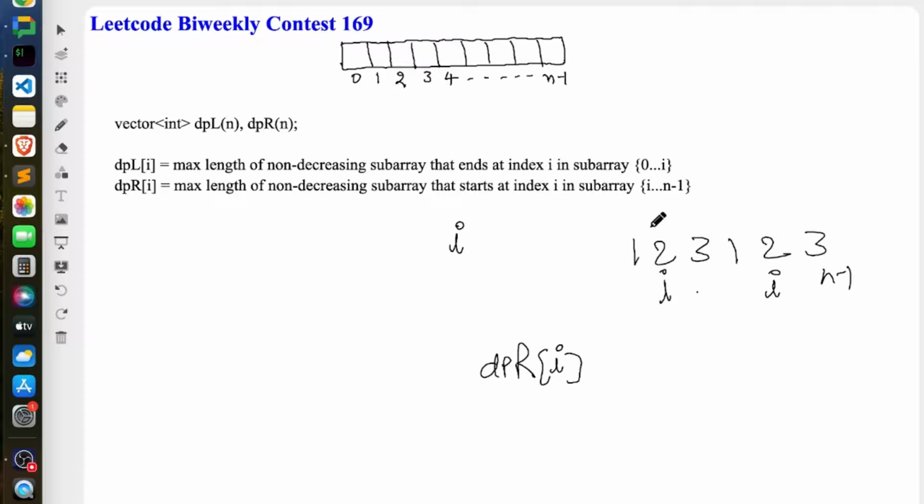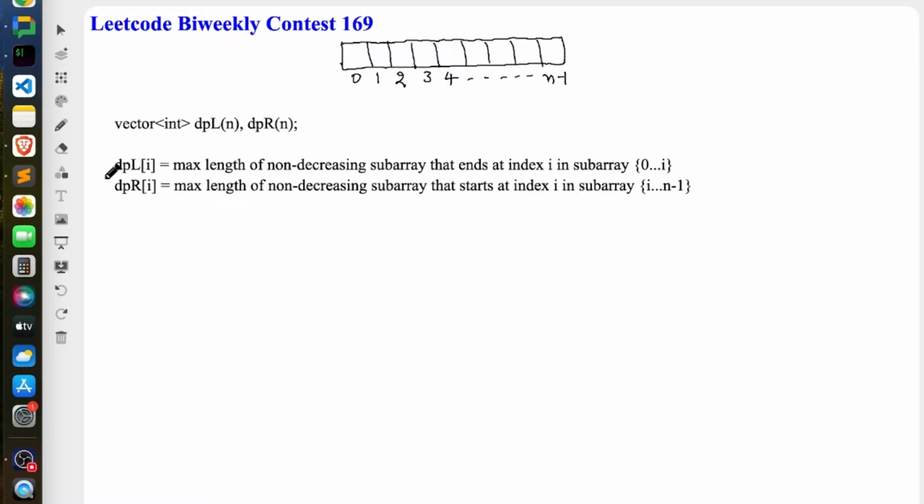See, let's see how long you can go. 2 3 then 1, so only 2. Similarly for 1, let's see how long you can go. So here the answer is 2 for this index. Let's say I want to find out for this index. See, 1 2 3 then decreased, so here the length is 3. So your dpr of I is nothing but 3. So yeah, I hope you understand what is dpl of I and dpr of I, right?